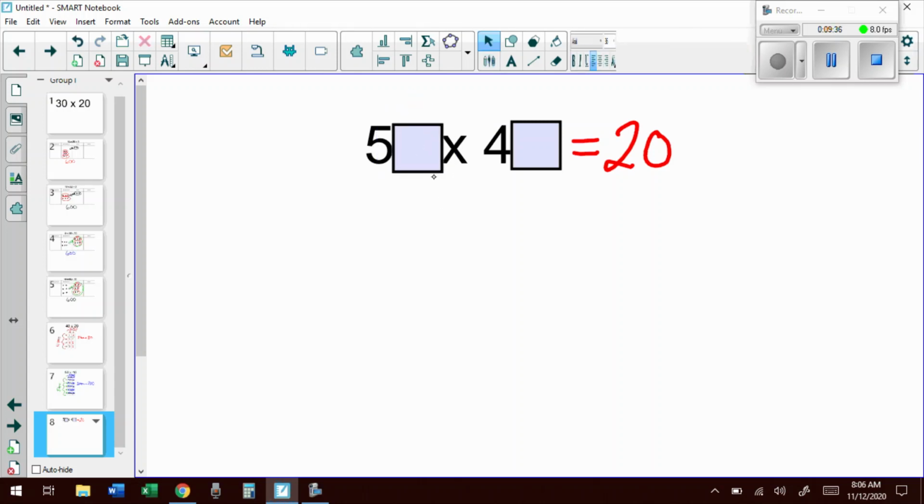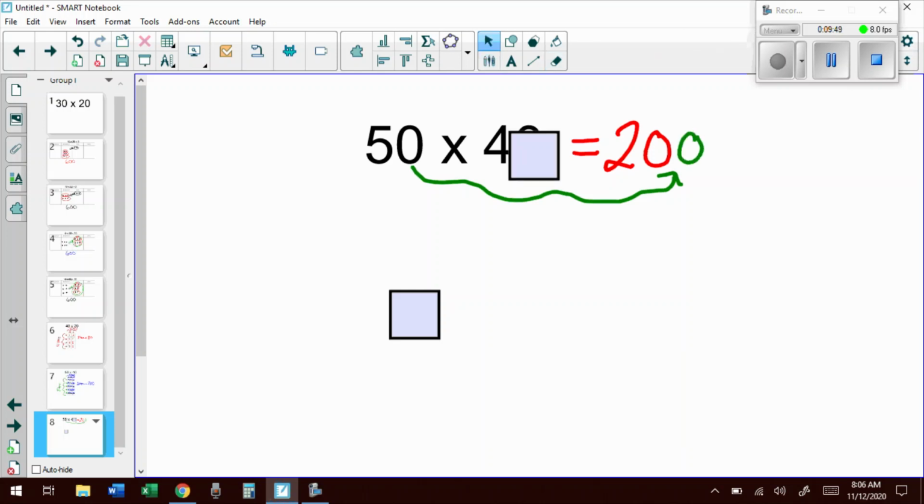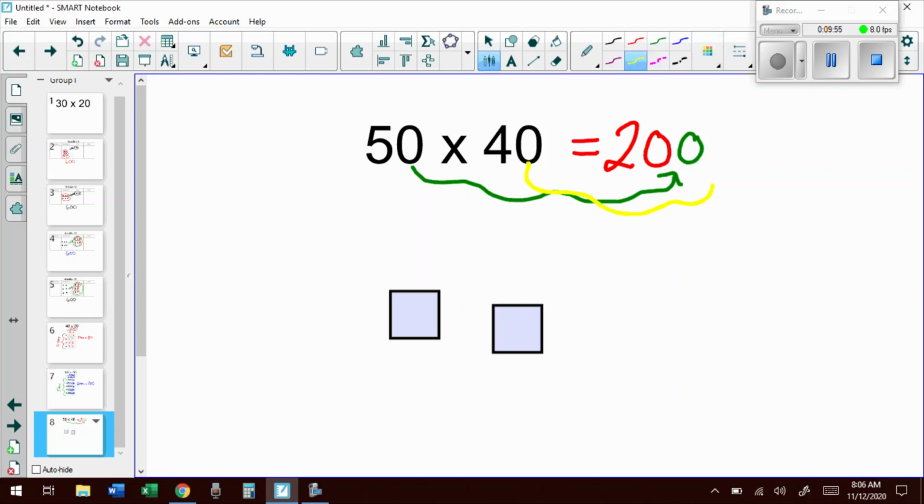I covered up 1 over here. So this 0 will come over. And how many zeros did I cover up here? 1 zero. So this 0 will come over here. And my answer would be 2,000.